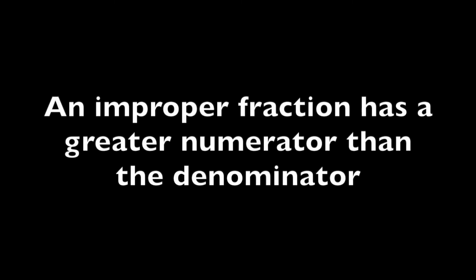Now you need to know some important terms. First one is an improper fraction. An improper fraction is a fraction where the numerator has a higher number than the denominator. For example, 8 over 3. The numerator on top is higher than the denominator at the bottom. This is an improper fraction.